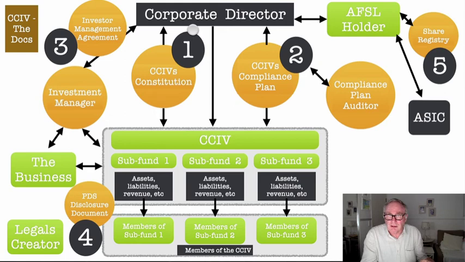So there you go, the 5 documents involved in a CCIV. The Constitution, the Compliance Plan, the Investor Management Agreement, the PDS Disclosure Document, and last of all, the Share Registry.